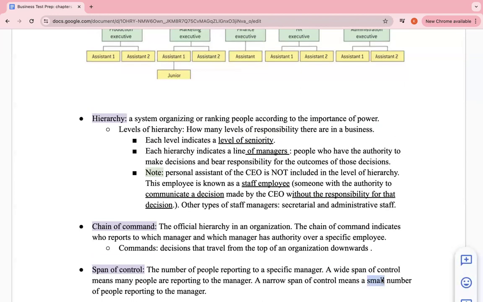Just say narrow. Narrow is better. But basically, wide and narrow are the keywords. And so let's say an executive has 5 employees reporting to them. That's a narrow span of control compared to an executive who has 20 employees reporting to them. So that's more of a wide span of control.